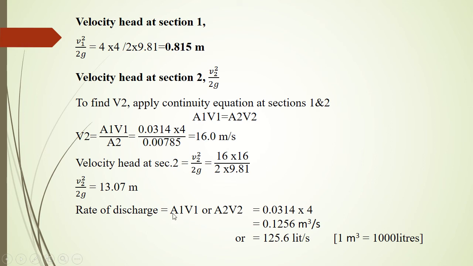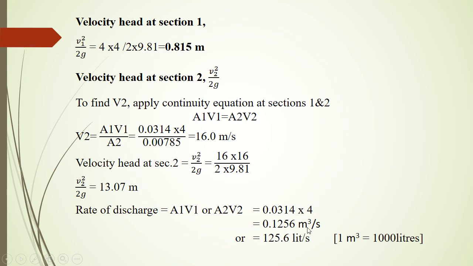Okay, any one I will make use to calculate the discharge. So here I have made use of A1 V1. So what is A1? 0.0314 into velocity at section 1 is 4. So if you substitute, it is going to be 0.1256 meter cube per second. So the unit of discharge is meter cube per second.